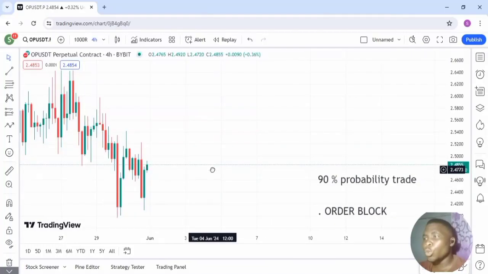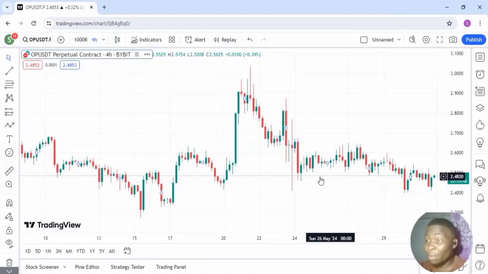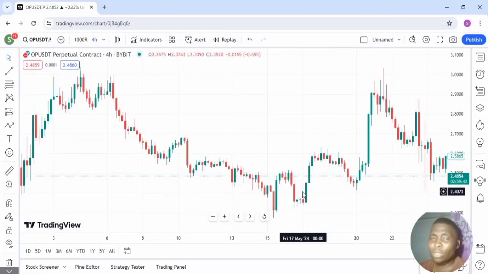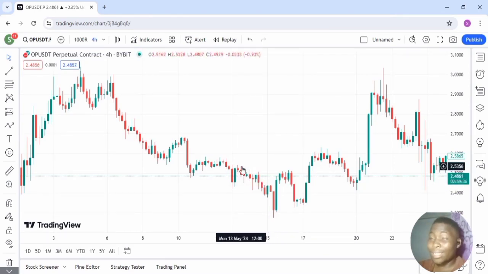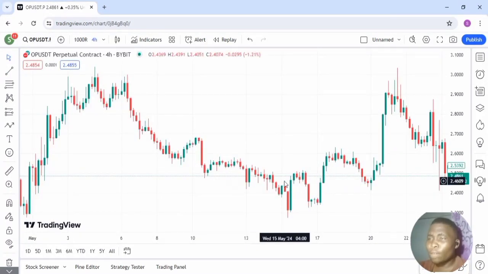First of all, you have to identify the trend of the market. I keep on saying it. You have to identify the trend of the market. You can't just come into the market and enter without identifying the trend of the market. Now we'll be talking about an order block.